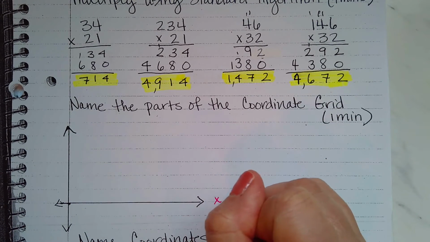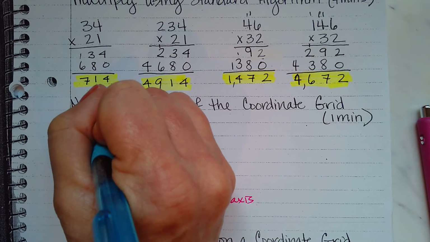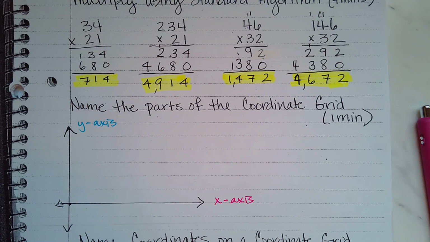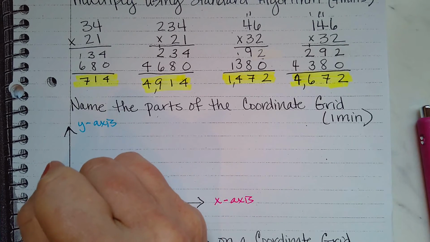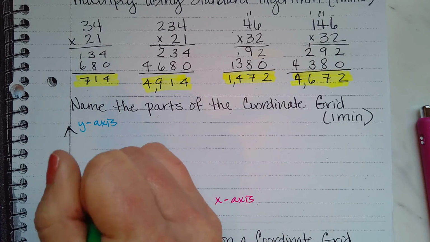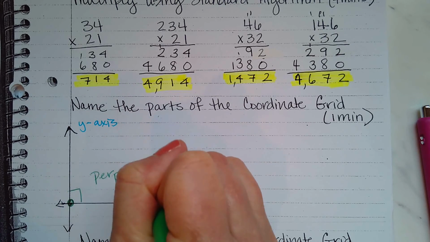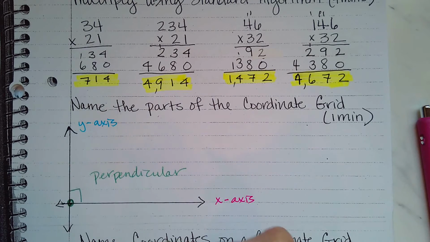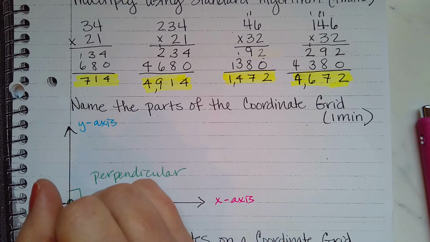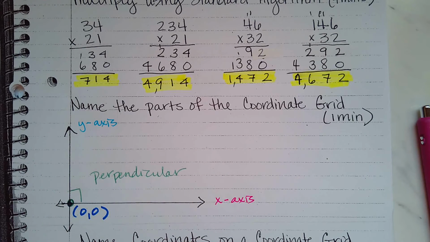So this is called the what? You're right, the x-axis. This is called the what? The y-axis. Can you identify the origin? What kinds of lines are these called? They're called perpendicular. They cross and form a right angle of 90 degrees. What are the coordinates of the ordered pairs? 0, 0 of the origin.